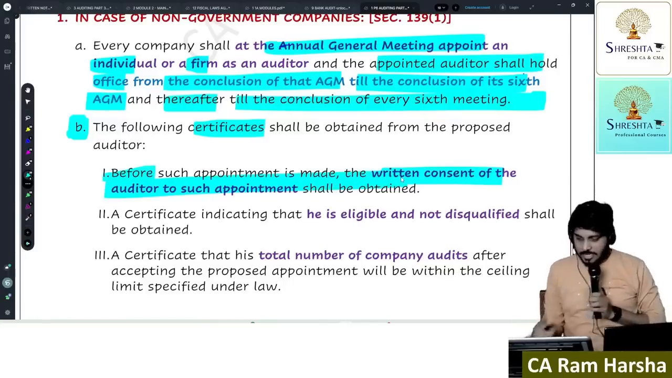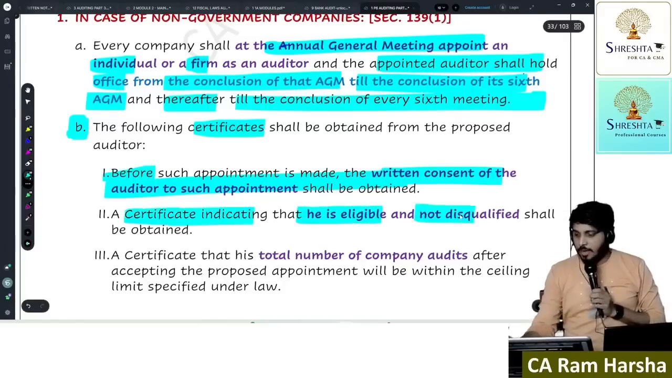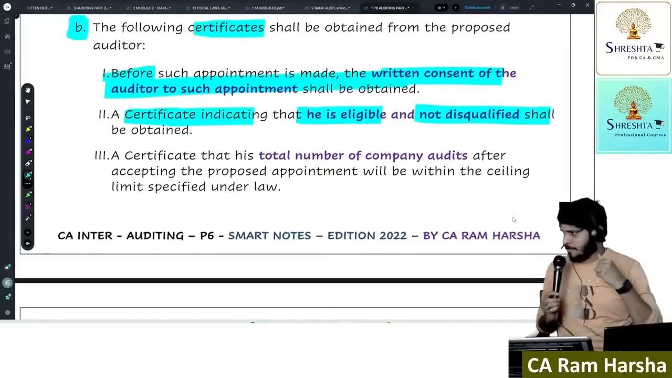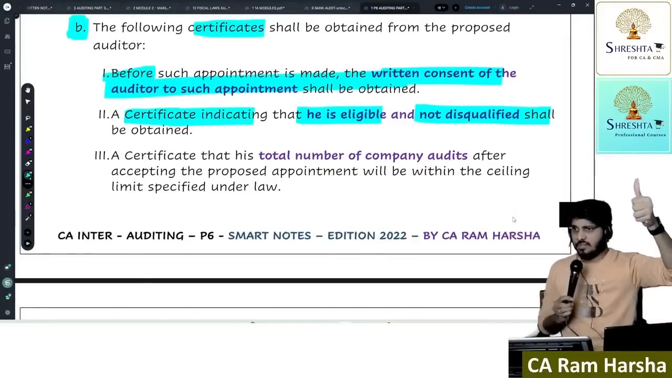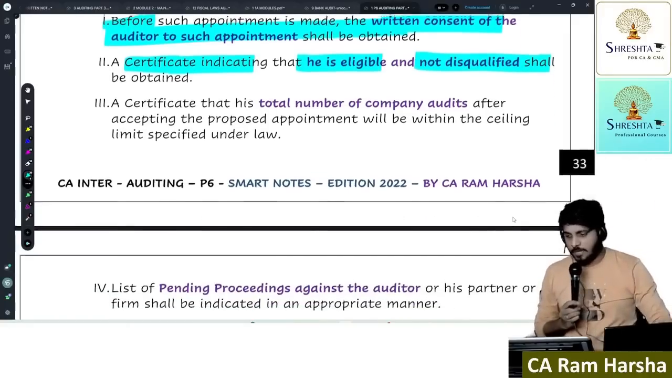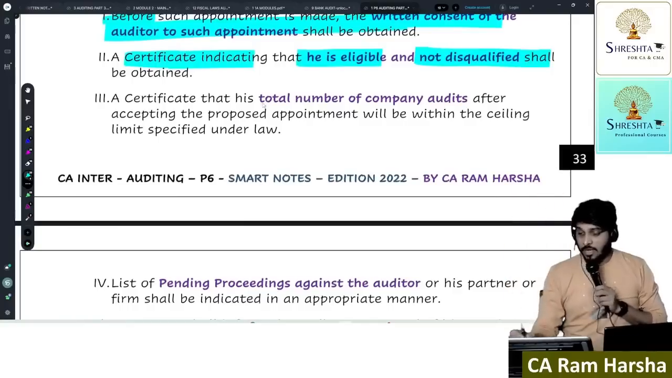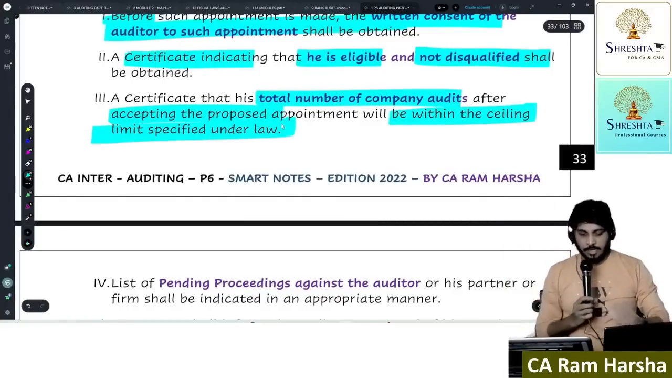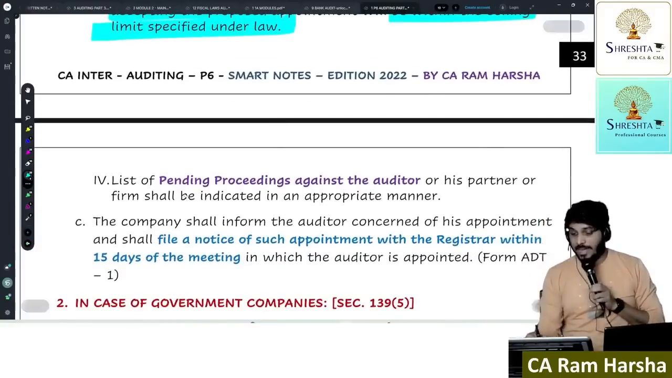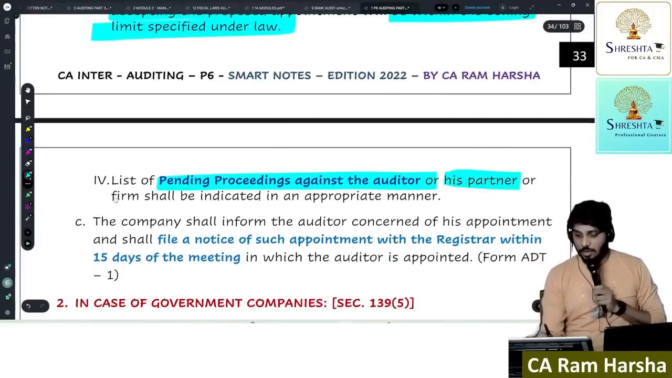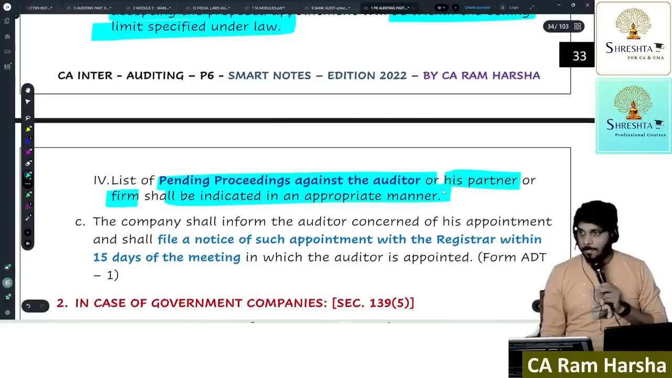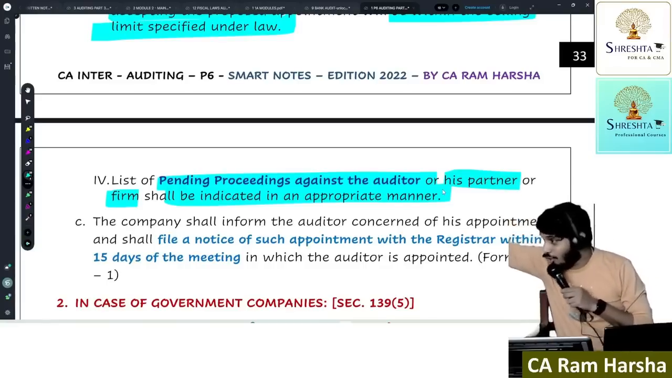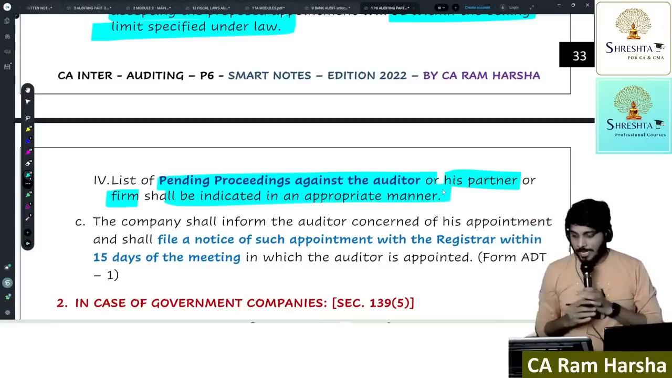Correct? Next, a certificate indicating he is eligible and not disqualified. You should get a certificate where he gives a self-declaration that I am eligible to become auditor of the company, I meet the qualification, I don't have any disqualification. And he should once again give a declaration that the total number of audits after accepting this client will also be within the ceiling limit. And he should give a list of pending cases against him or his partner or the firm, indicated in proper manner. He should give all these declarations to the company. Only then the company's board of directors recommends to members. Then members will appoint. Yes or no?